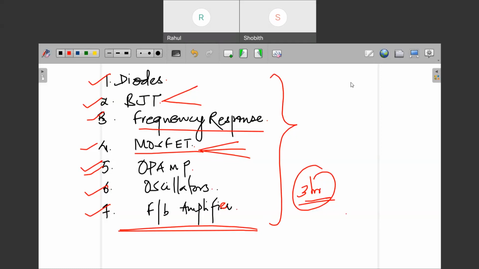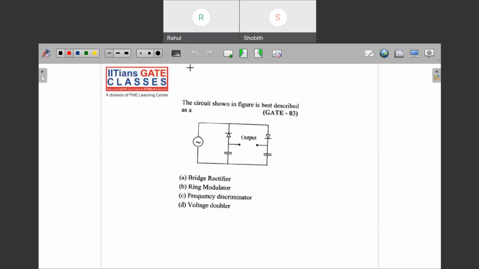I'm going to start from the diode circuit. We have already discussed diode applications, so please pay attention to it. The very first question on your screen is from GATE 2003. The circuit shown in the figure is best described as, and there are four options: the bridge rectifier, the ring modulator, the frequency discriminator, and the voltage doubler.